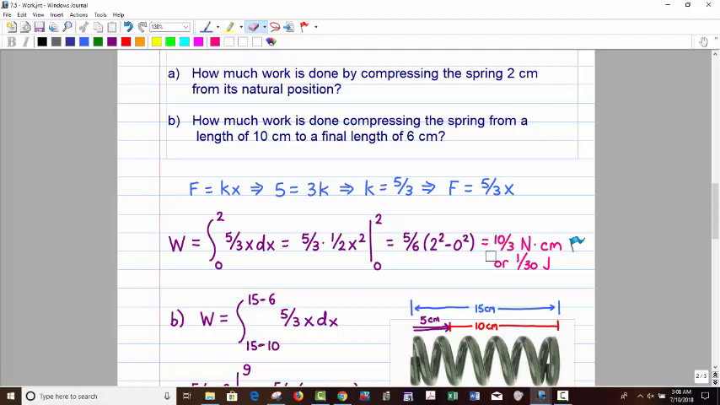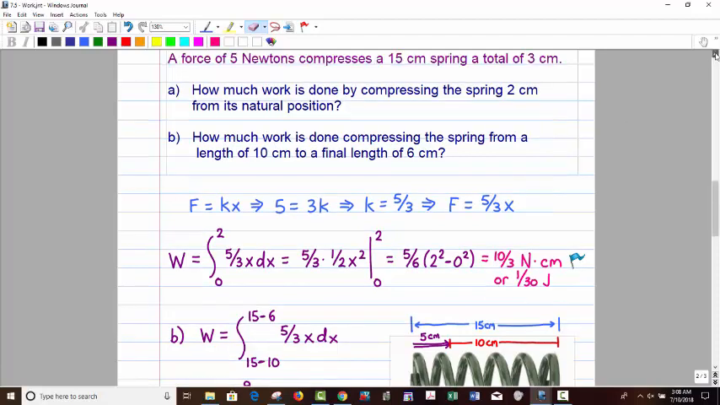Well, technically it's 10/3 Newton centimeters if you want to use Newton centimeters. Like if you were using English units, a lot of times you'd see foot pounds. But since Newton centimeters can be easily converted to joules, all you have to do is divide by 100. So 10 over 3 times 1 over 100 equals 1/30th of a joule.